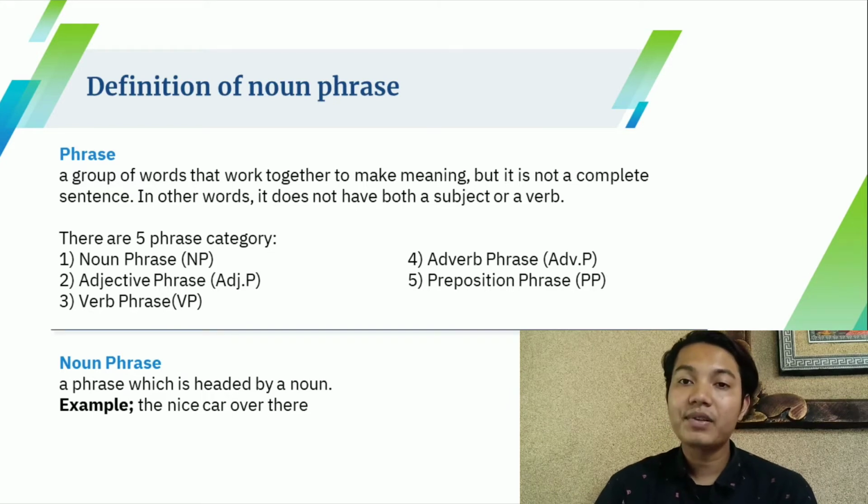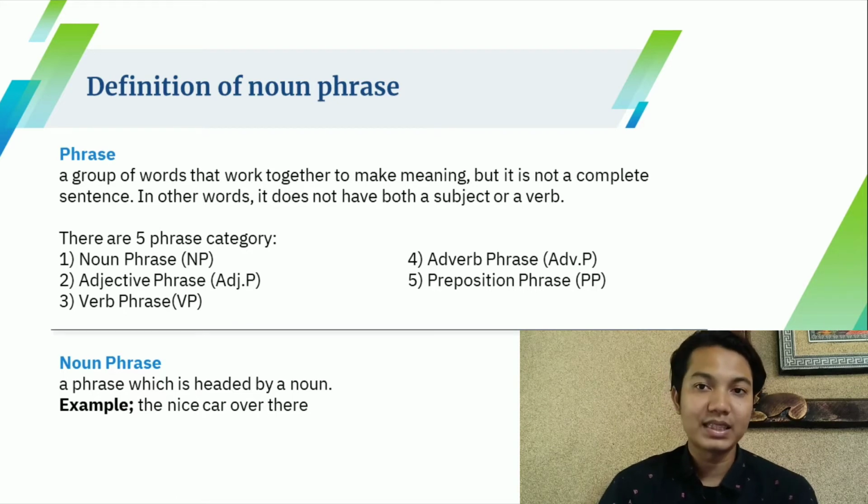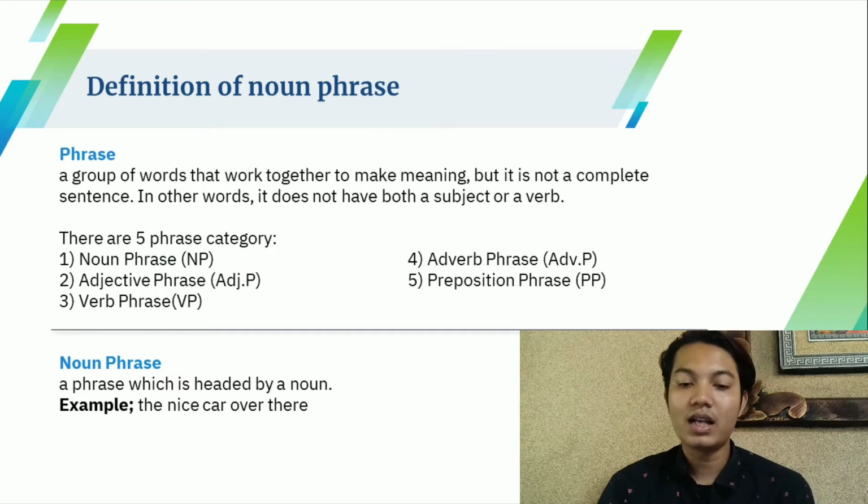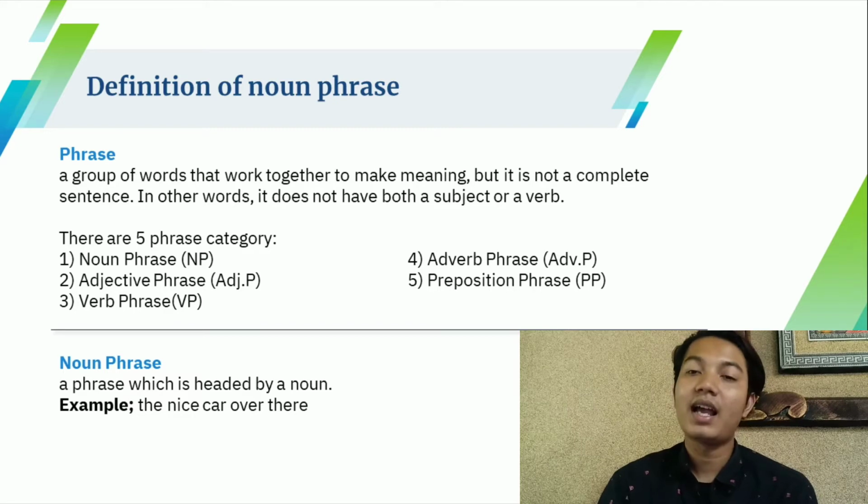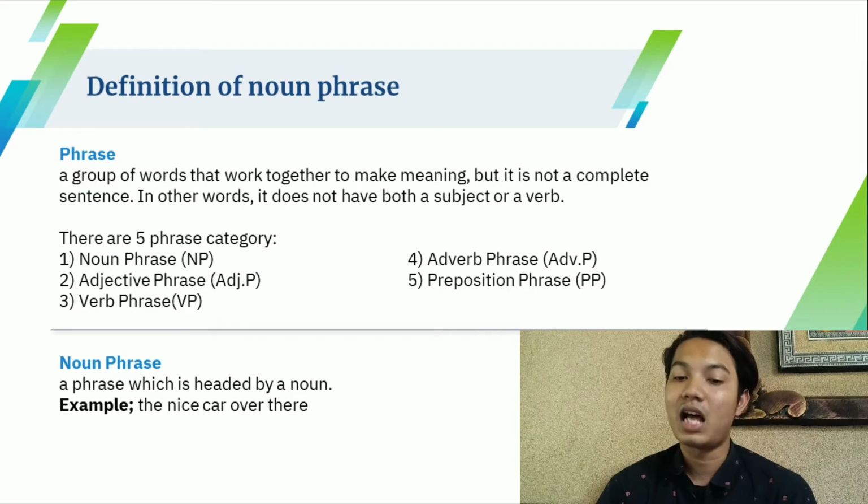There are 5 categories of phrase. The first one is noun phrase. The second one is adjective phrase. The third one is verb phrase. The next one is adverb phrase. And the last one is preposition phrase. We will not discuss all of the categories because we only focus on the first category, and it is noun phrase.